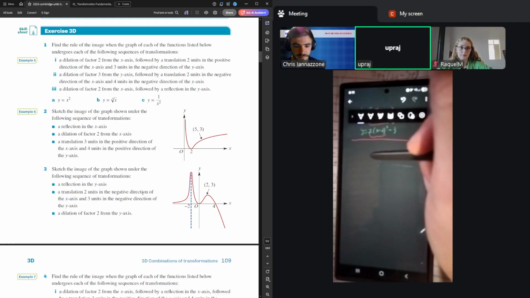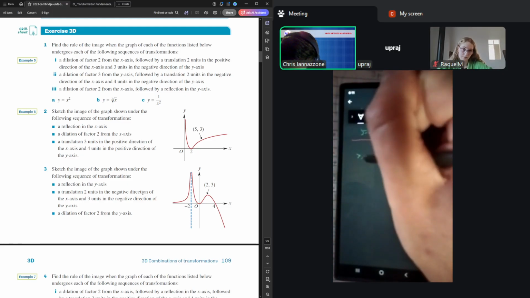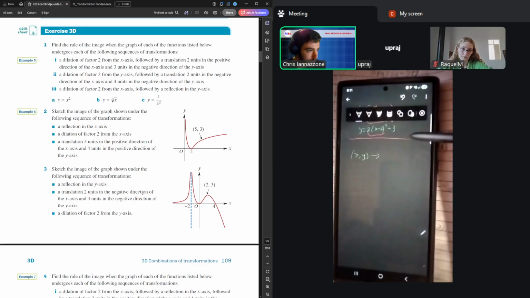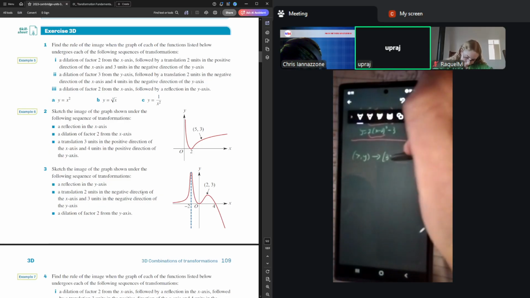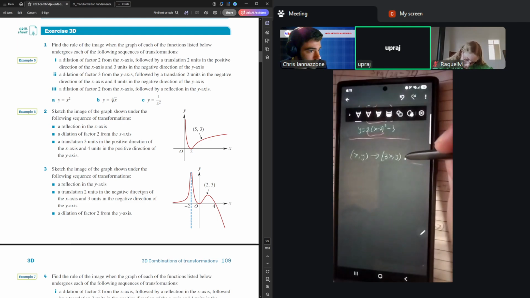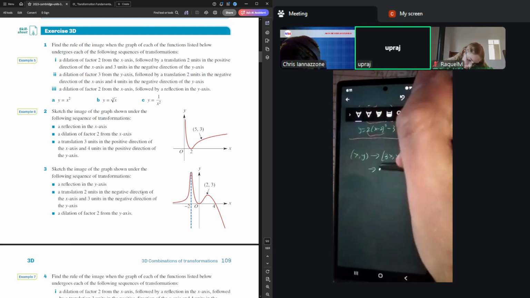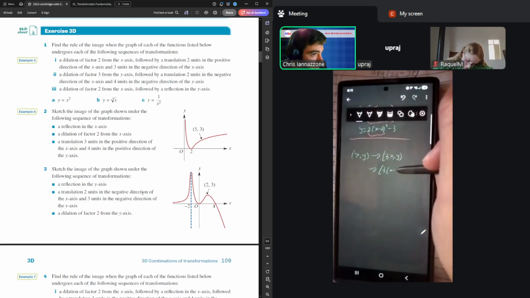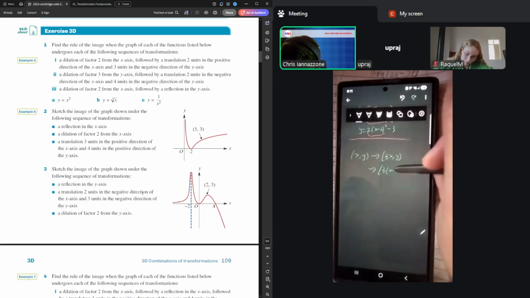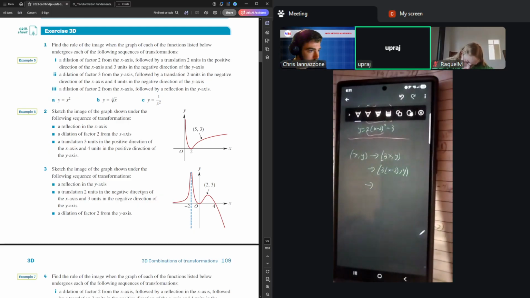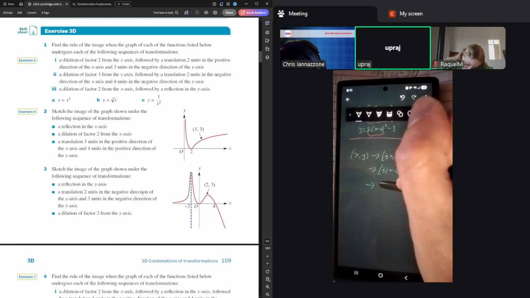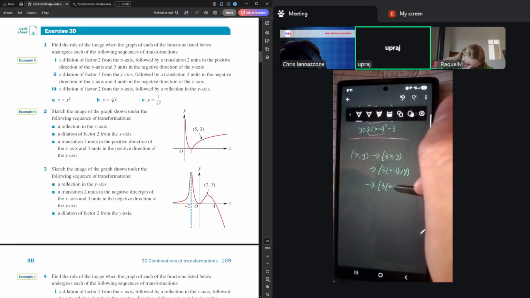Okay. So first we got x, y. Then we got 3x, y: 3 from the x. Then we got 3 bracket x minus 2, translate 2 in the negative. Looking good. And then y minus 4, 4 in the negative y. Awesome. So then I got y is equal to y dash plus 4.